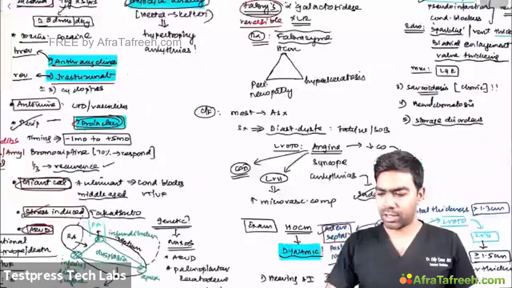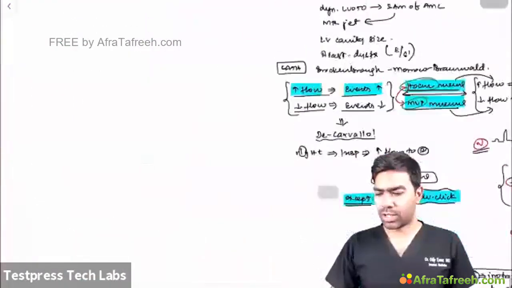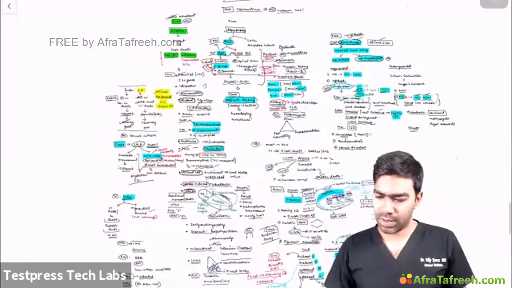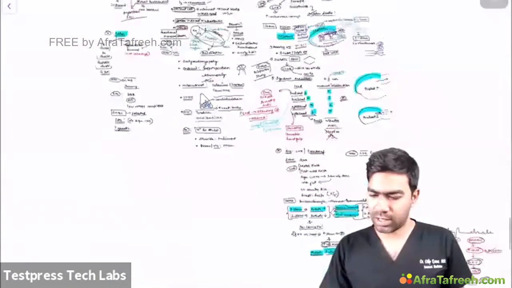I think this is all about cardiomyopathies. I think, of course, the hypertrophic cardiomyopathy is going to be the most important of all. We have discussed in detail all this stuff. I think this must be useful.